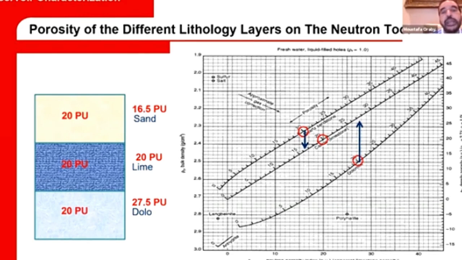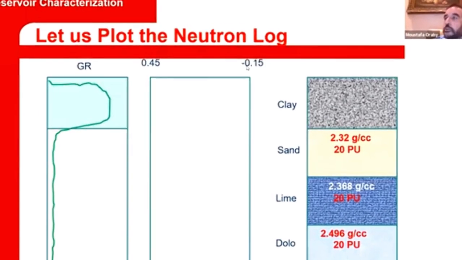So I will take my now reading 16.5. The 20 PU sandstone will be 16.5 on limestone. The 20 PU limestone will be 20 PU on limestone scale. The 20 PU dolomite will be 27.5 PU on limestone scale. Now we'll go back here and try to draw the neutron. Let's just plot the neutron. Neutron goes from 0.45 to 0.15.